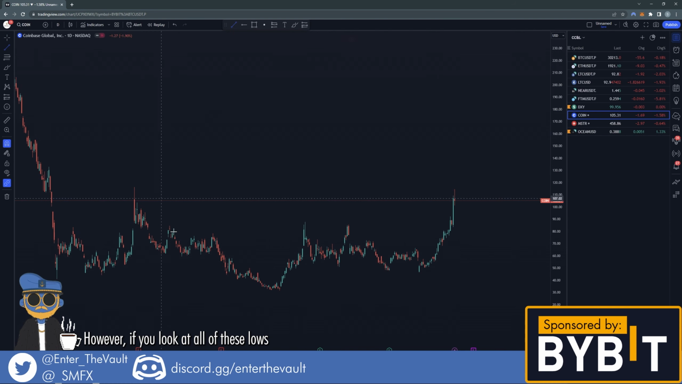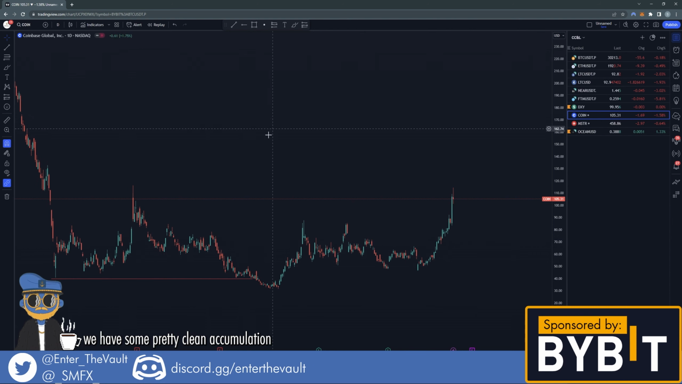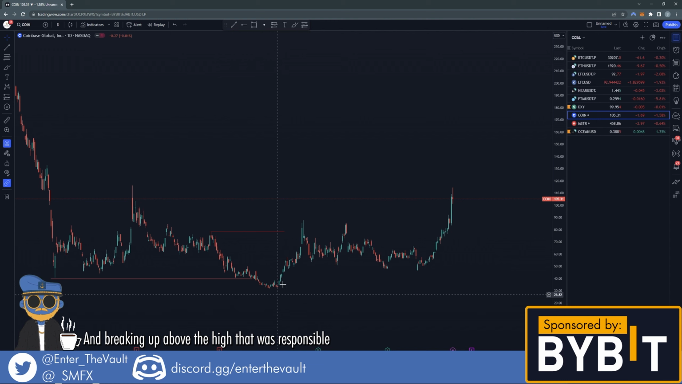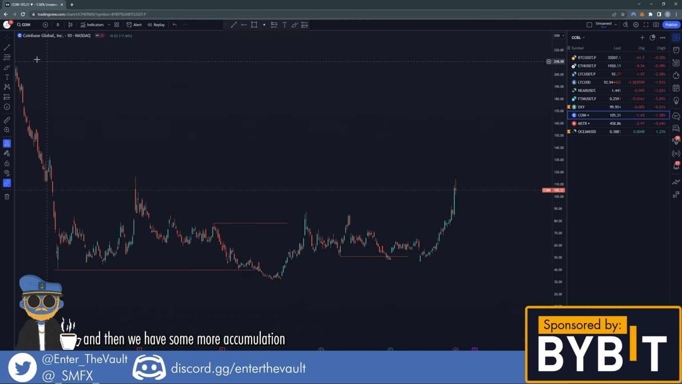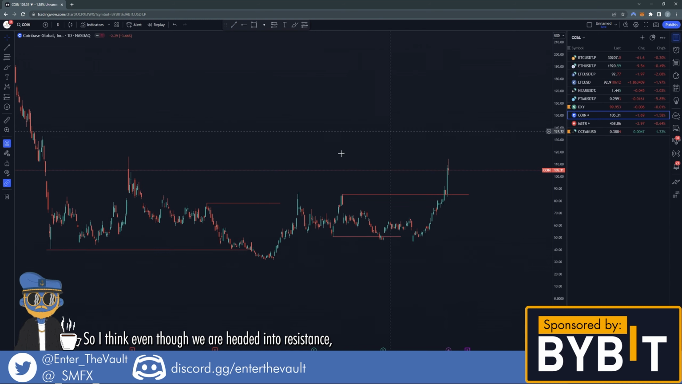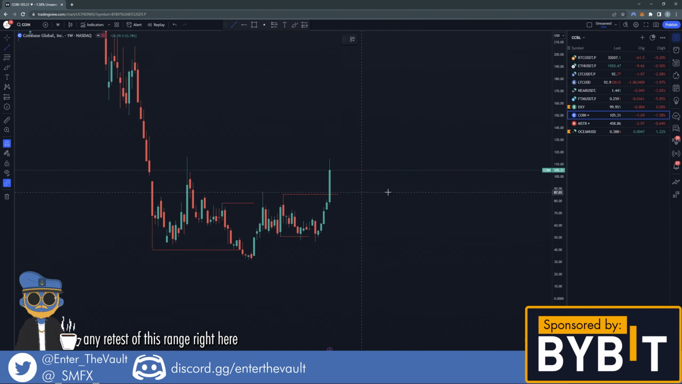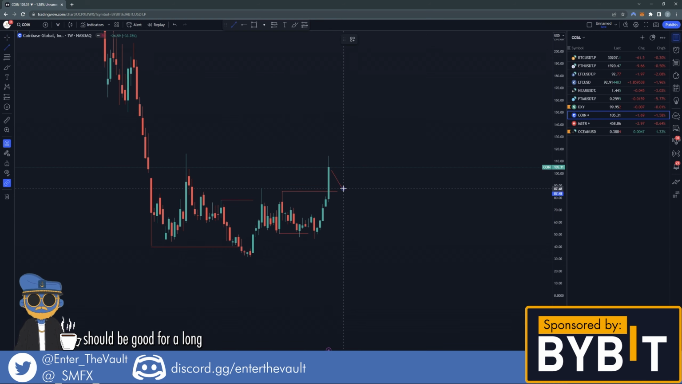so it's probably not the best time to be buying. However, if you look at all of these lows, we have some pretty clean accumulations. So we have a sweep of all these lows right here, then breaking up above the high that was responsible for taking those lows, and then we have some more ranging in here, and then we have some more accumulation. So I think even though we are headed into resistance, if we take a look at the weekly, any retest of this range right here that's followed by accumulation on the lower time frame should be good for a long.